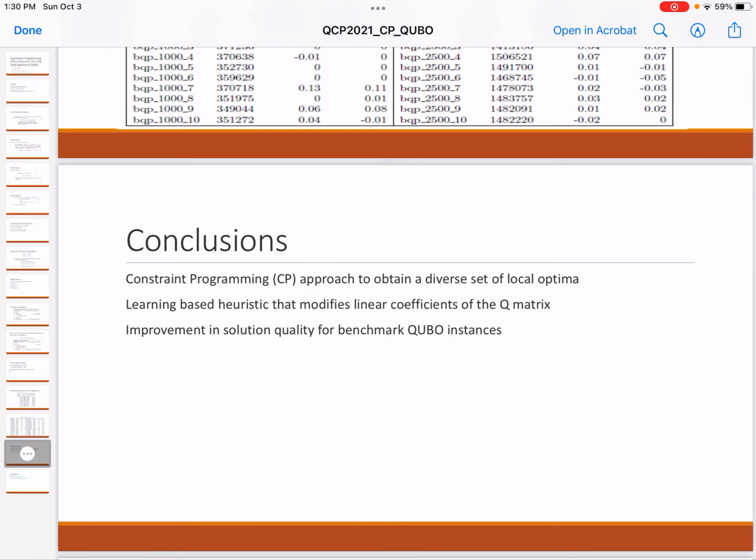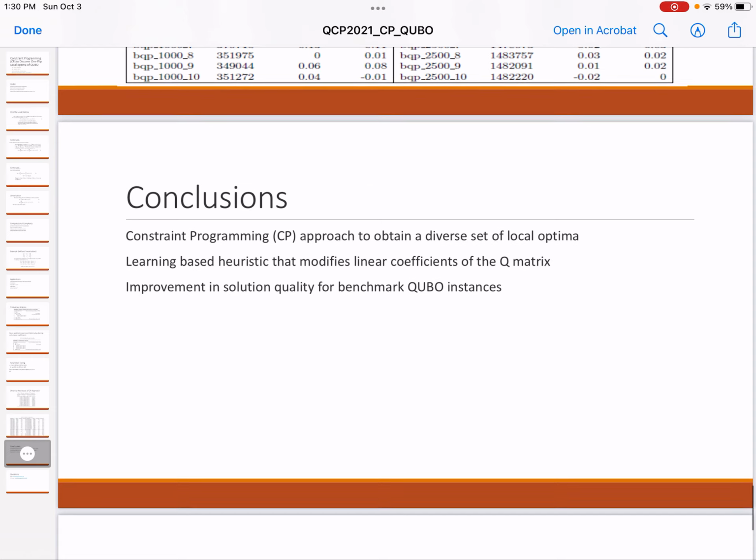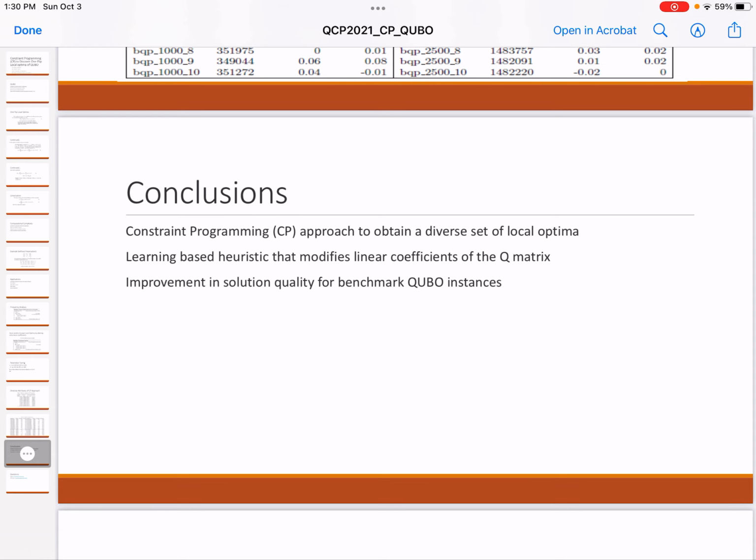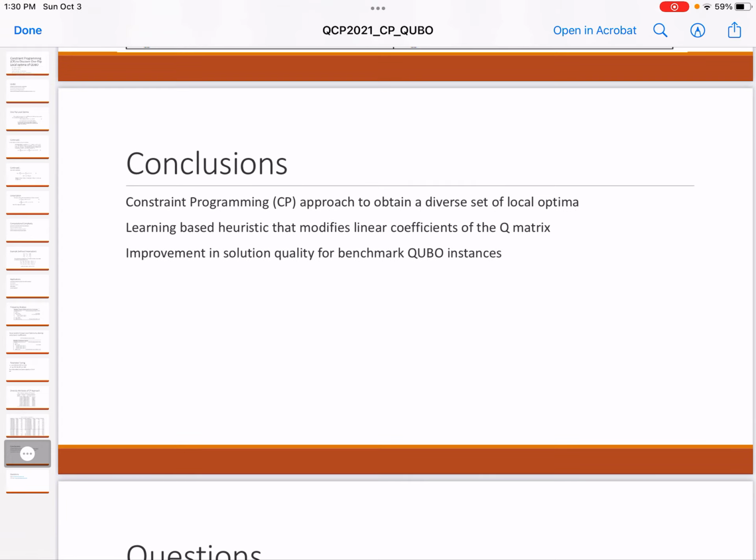So in conclusion, we covered a constraint programming based approach and obtained a highly diverse set of local optima. We proposed a learning based heuristic that alters the linear coefficients of the Q matrix based on the frequency distribution obtained via the set of local optima. And then using that, we covered a heuristic where we make changes based on whether we want to favor the set of local optima or escape the set of local optima, and both these cases led to improvement in solution quality.